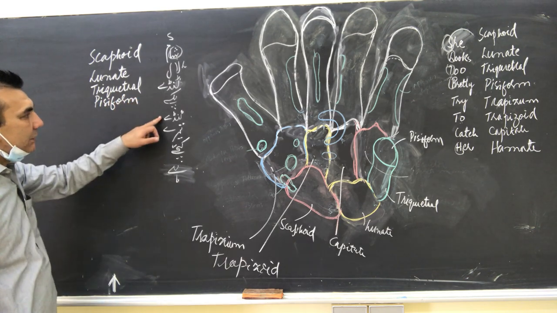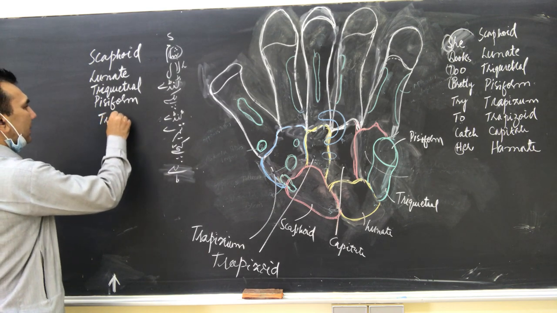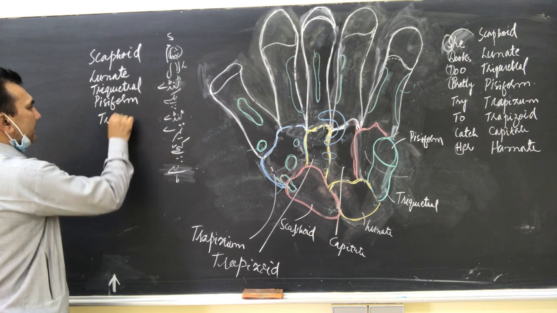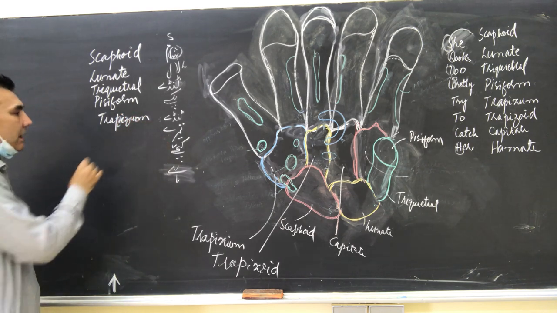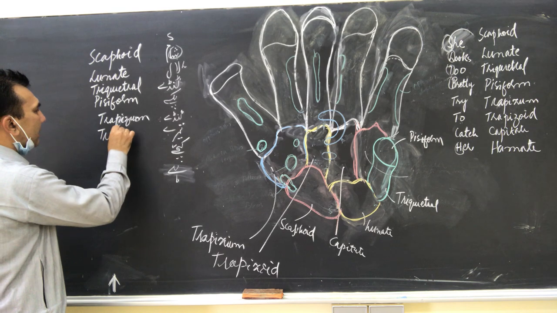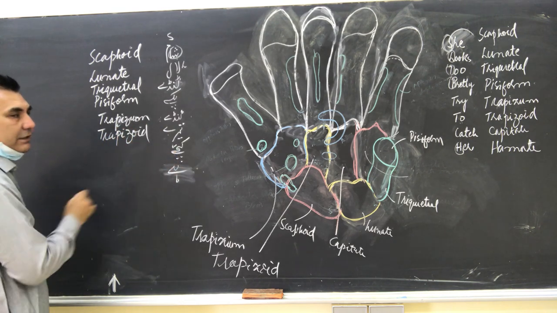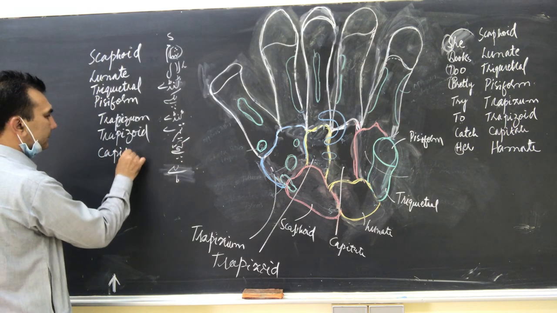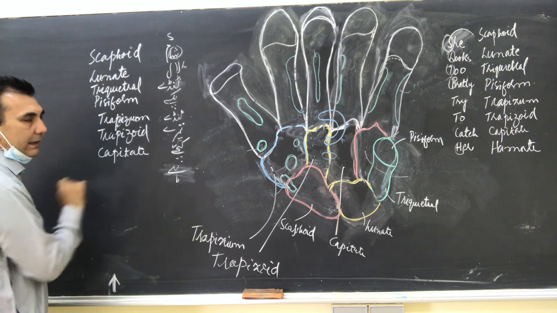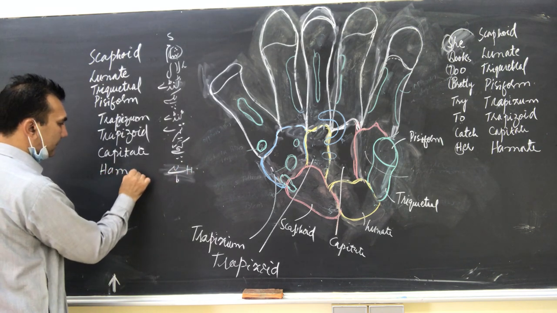and again tinde tere, T is for the trapezium, and tere again is T, T is for the trapezoid. Kache hain, kache is C, C for capitate, and hai is for the H, H is hamate.